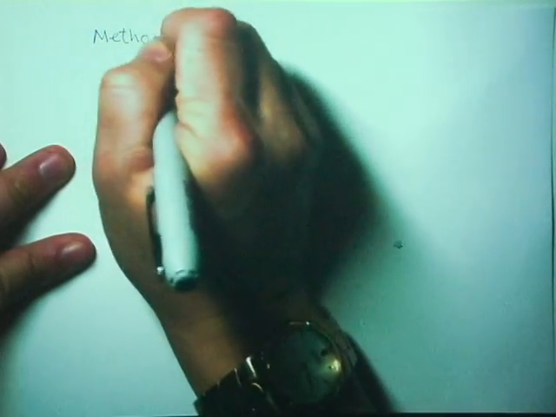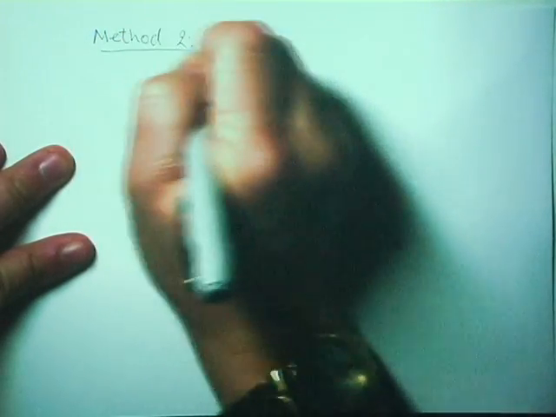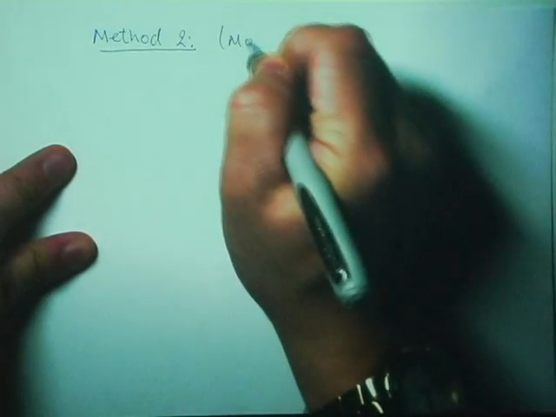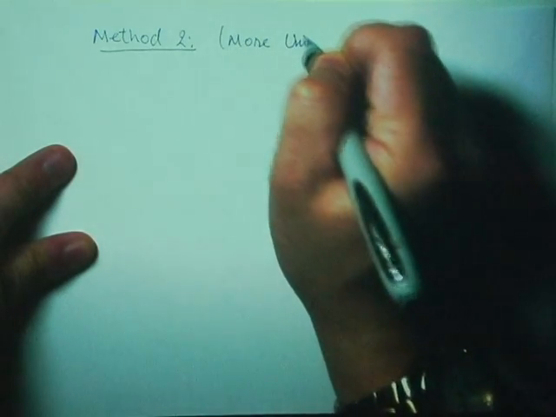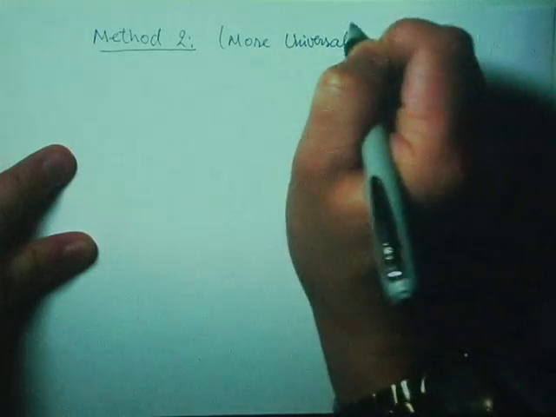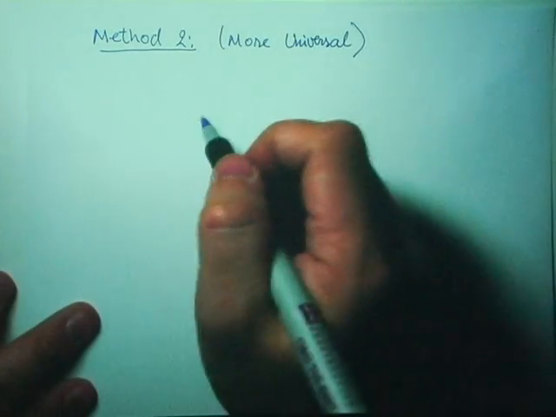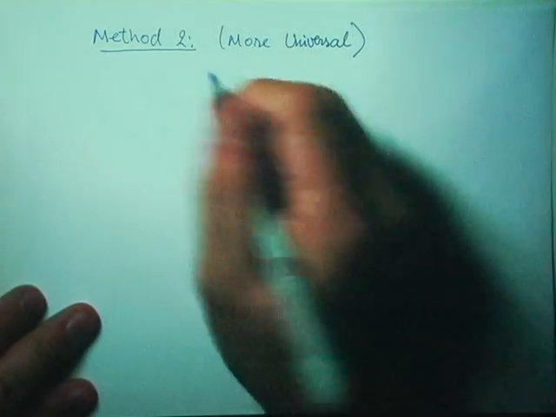Here we're getting into method number 2. This is method number 2 to solve an exponential equation. Now method number 2 is more universal. What it means is that it can be used for a larger number of problems that involve exponential equations.